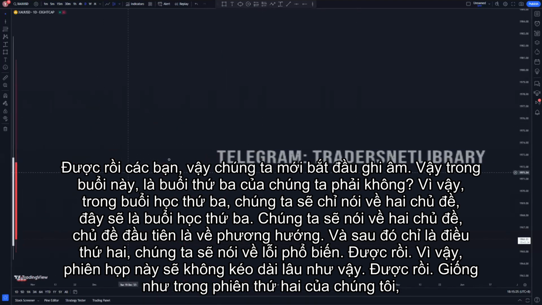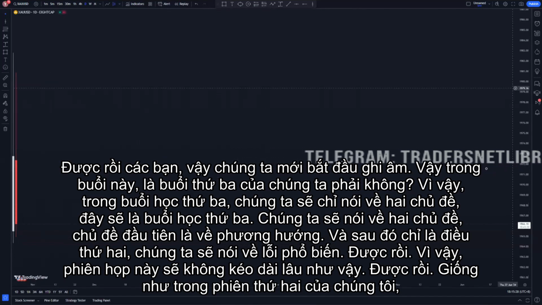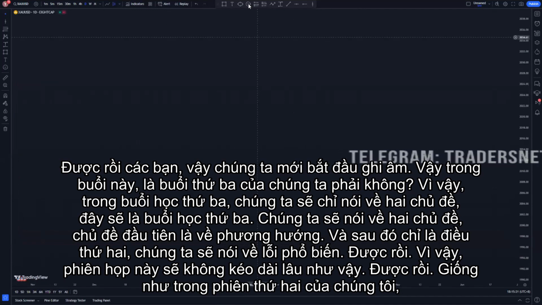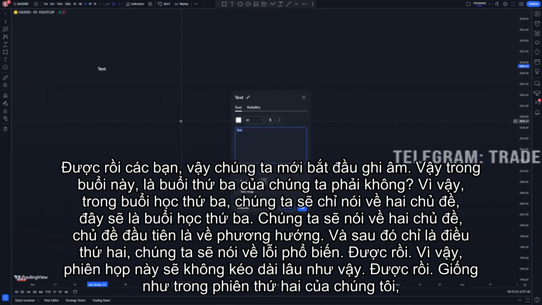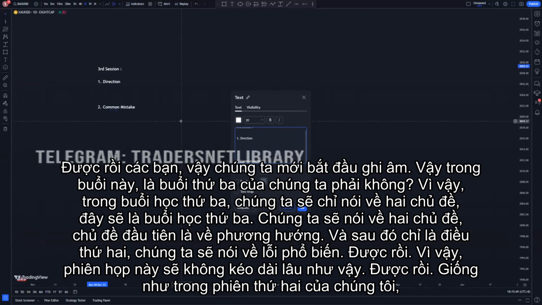So in this session, which is our third session, we're just going to talk about two topics. The first one is going to be about the direction, and the second one is the common mistake. This session is not going to take that long, okay?